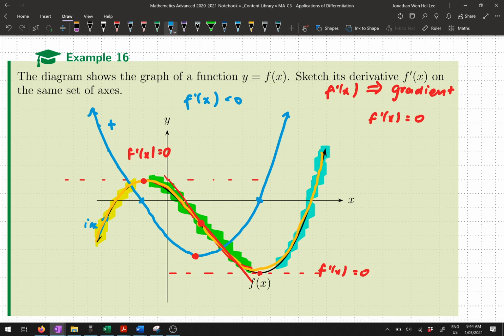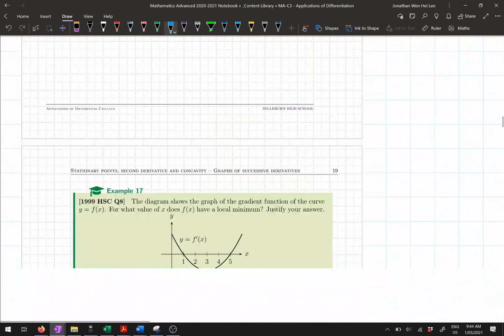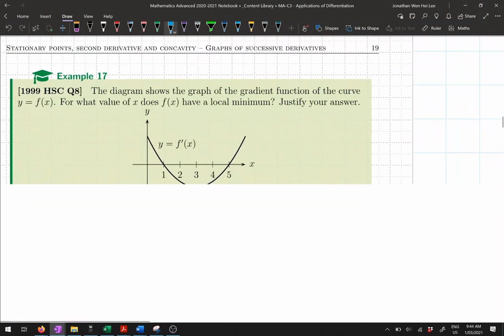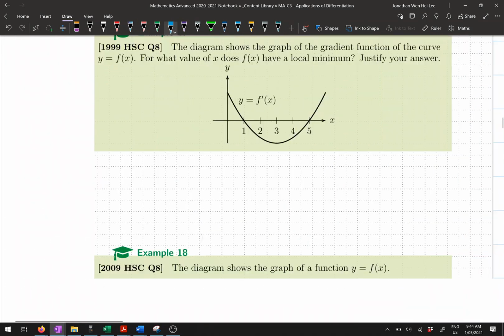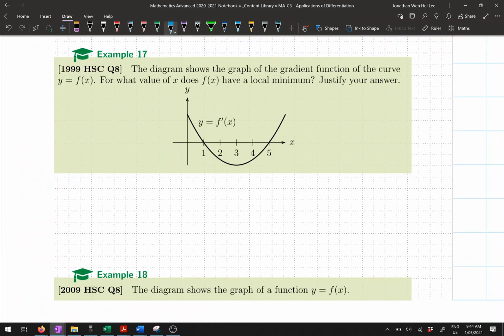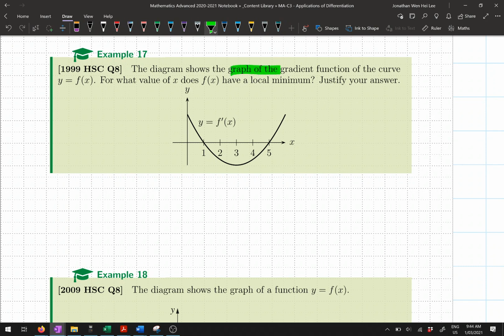Is that cool with everyone, this first example? Okay. If you're cool with that example, can you please flip to the next page, page 19, and this one we're working backwards. This is when we've got the original function and we want to draw the derivative graph. Now in the next part, in the 1999 HSC question 8, we've got a graph of the derivative. So here, this is a graph of the gradient function. Here they've given us f dash x.